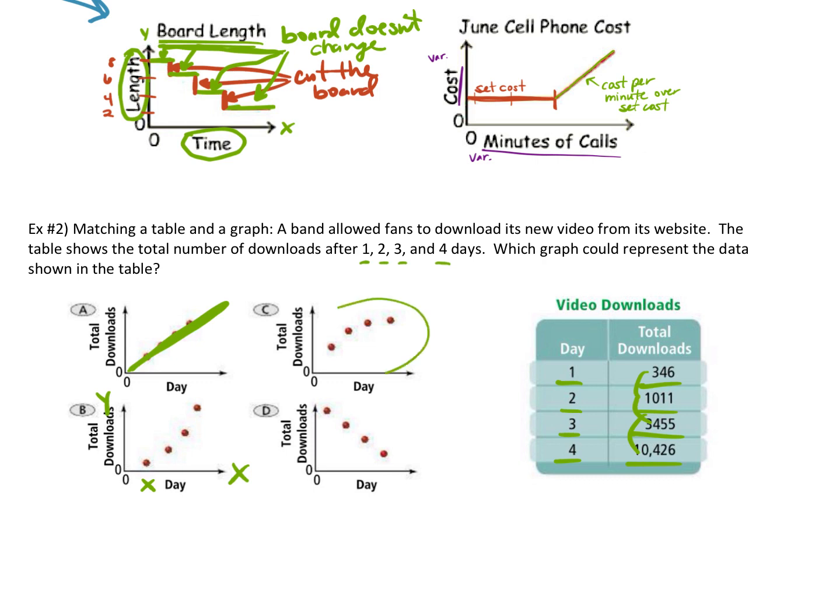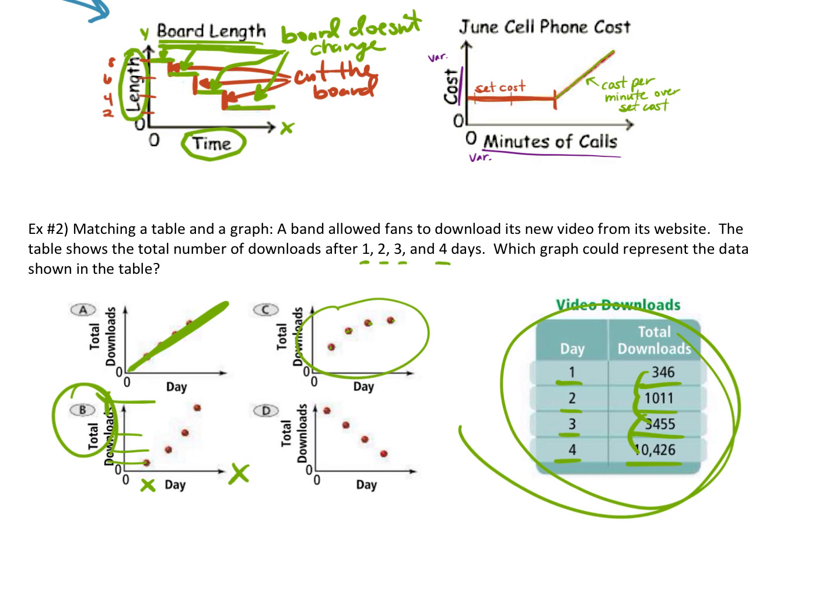So like this one, we're jumping less each day, right? That gap is shrinking. But on this one, the total number of downloads jumps bigger here, jumps even bigger right there, right? So that would be your letter B. Okay, so you're taking this information and just seeing how it relates on the graph itself.